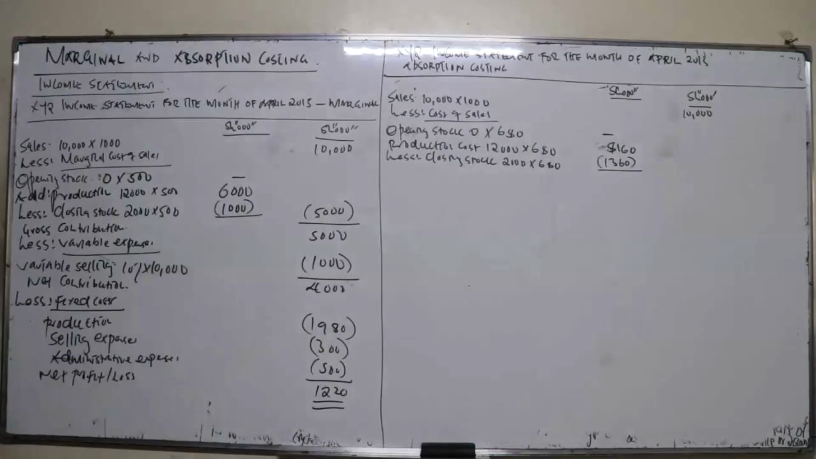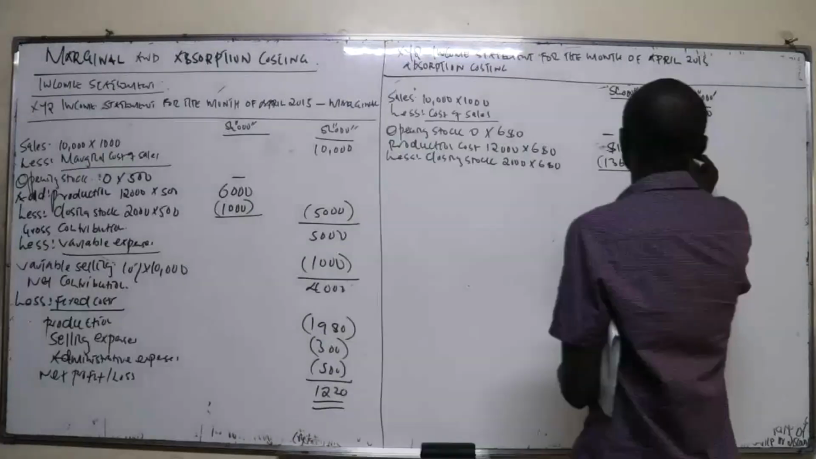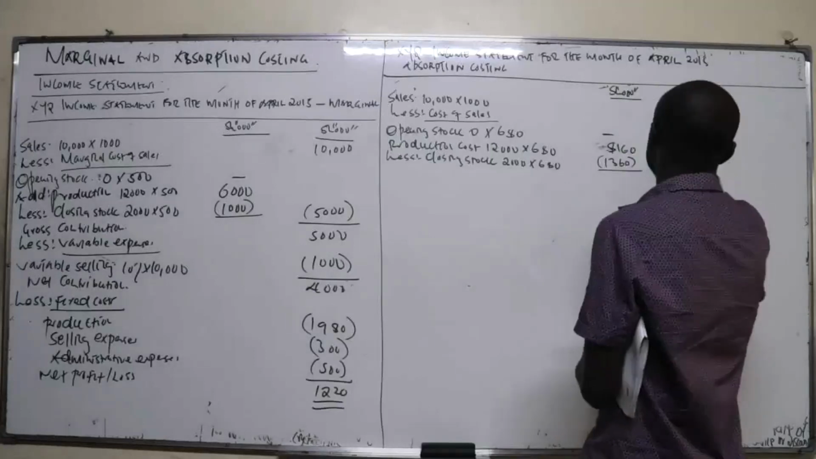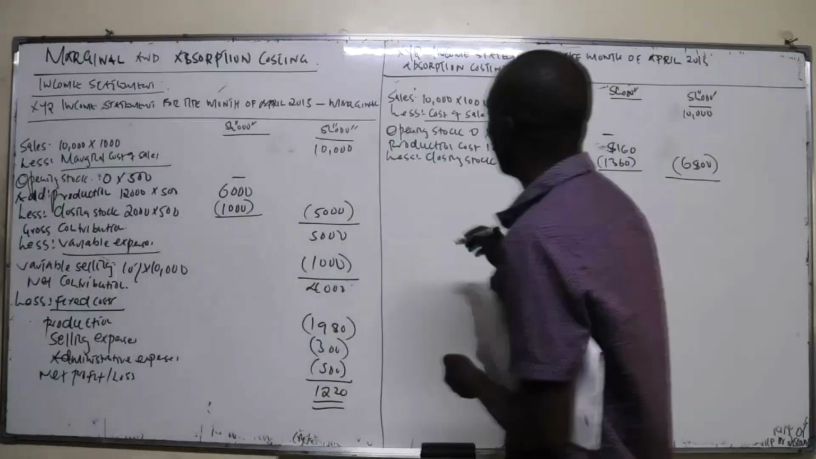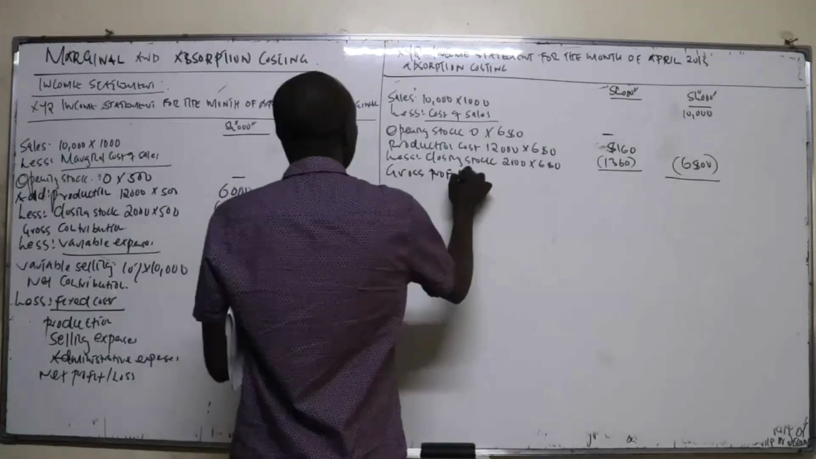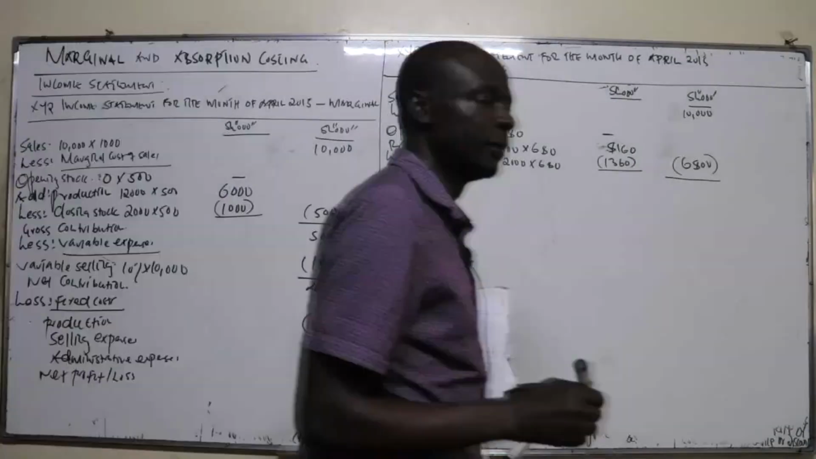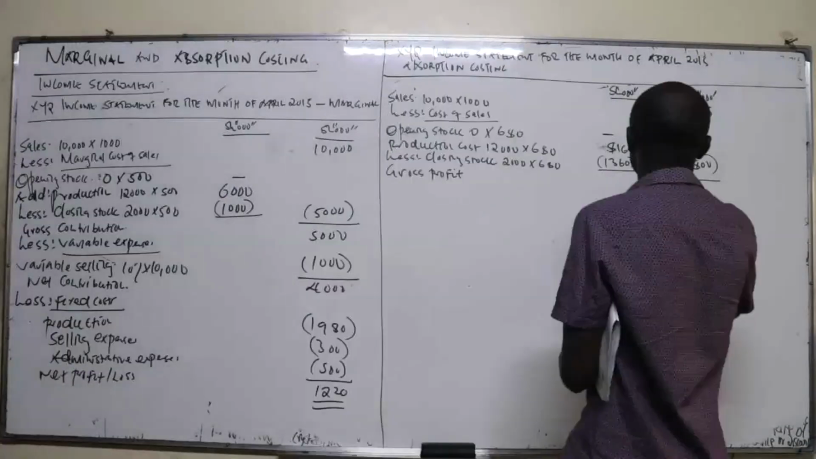$68, 6,800. Then you get the gross profit. You get what we call the gross profit, 3,200. So under absorption costing, there is what we call under or over absorption.